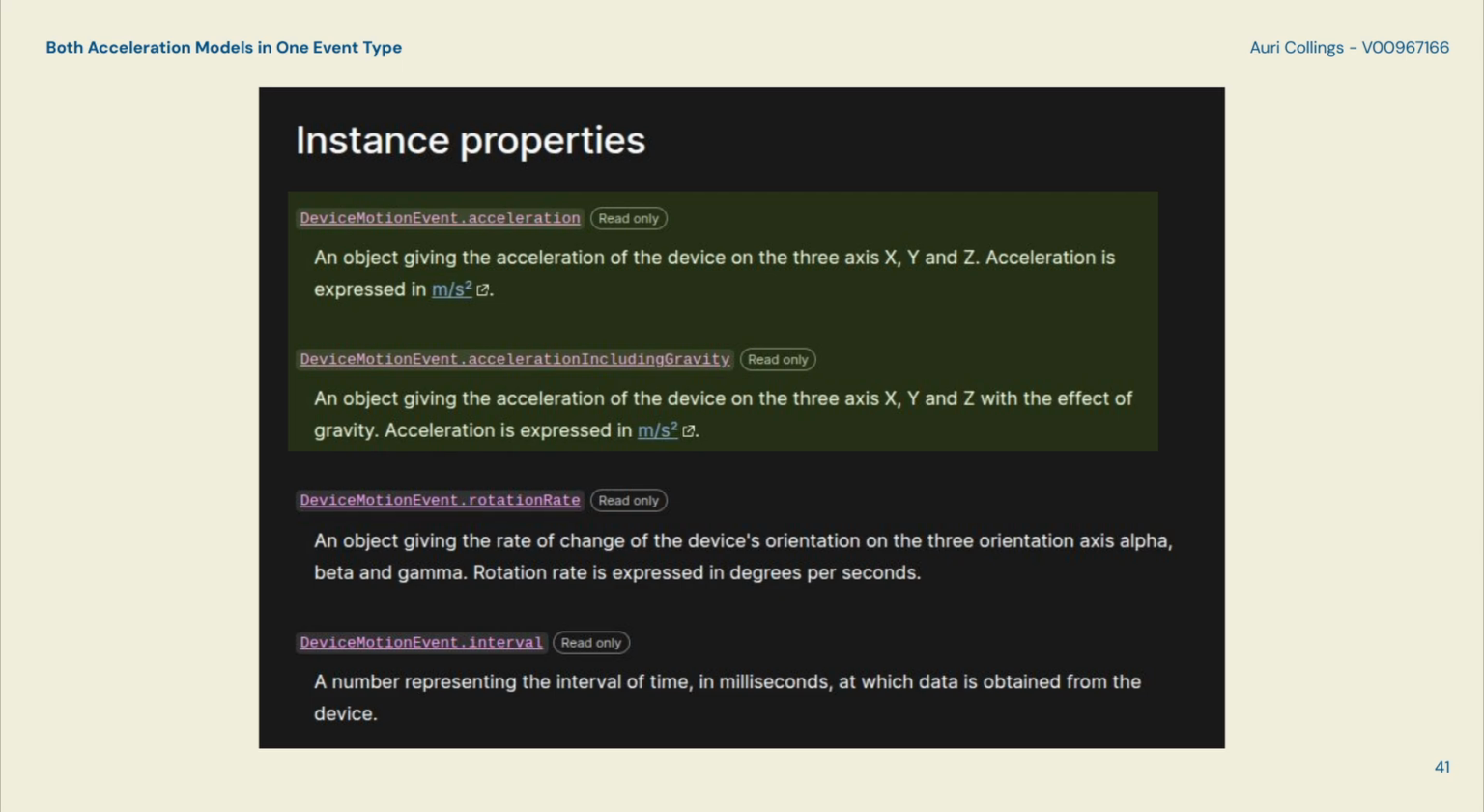In the MDN spec for the event type, both properties, acceleration and acceleration including gravity, were optional, which suggested that they wouldn't be emitted if they weren't able to be measured. However, in my testing, I found that they were frustratingly still present even if they weren't measurable, and just had each component of their vectors consistently zeroed out, which was far less useful.